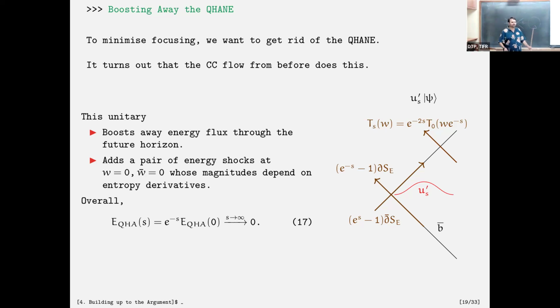So it won't be that violent. But anyway, it's a finite shock. Going along, let's say you started with some state, now you act with this unitary whose effect is to create one shock here and one shock way into the future.